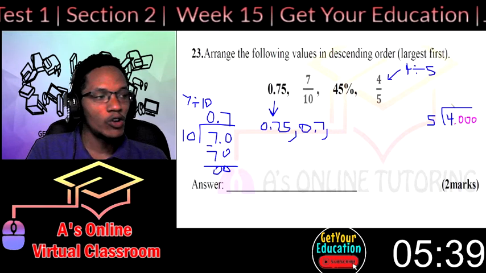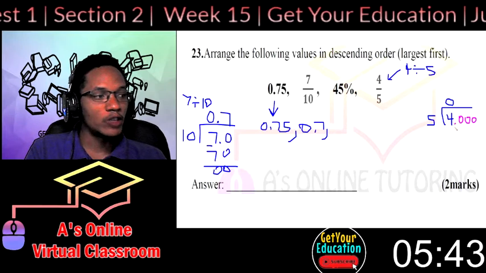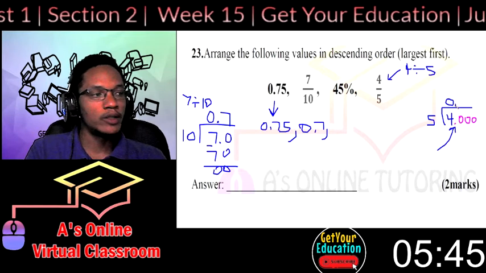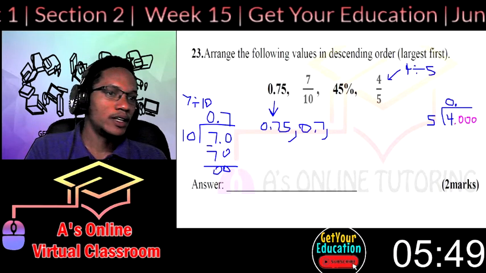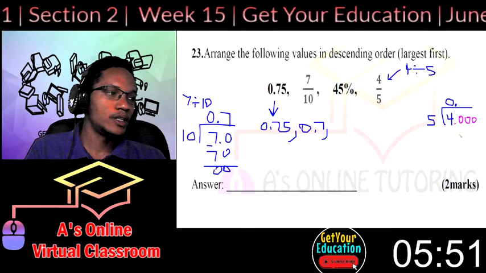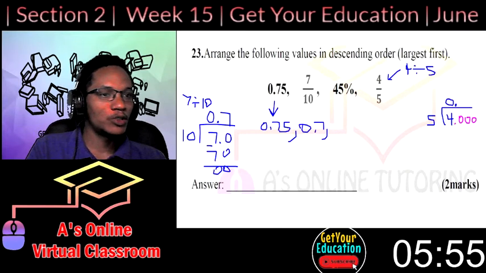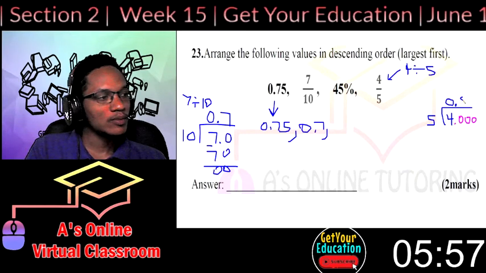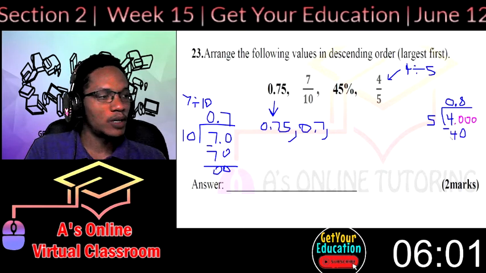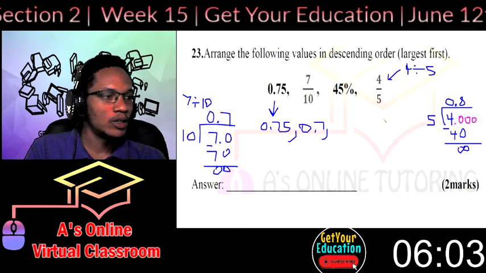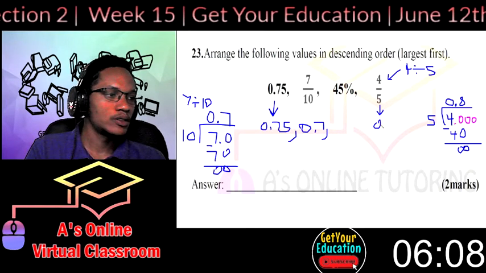5 into 4 cannot. And because I reach the point which comes right after the 4, I have to put a point to the top. And then I say 5 now into 40, however you say it. 5 into 40 is 8. 5 8s are 40. So when you check this back, you have no remainder. So this is 0.8.